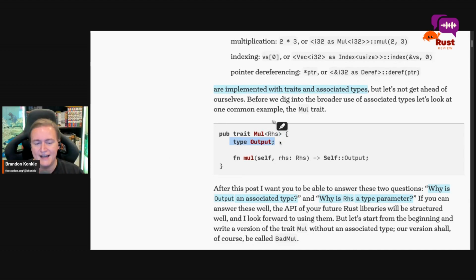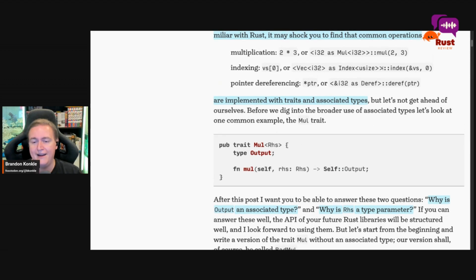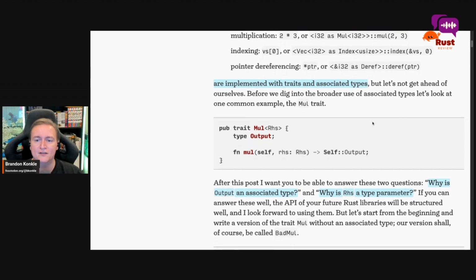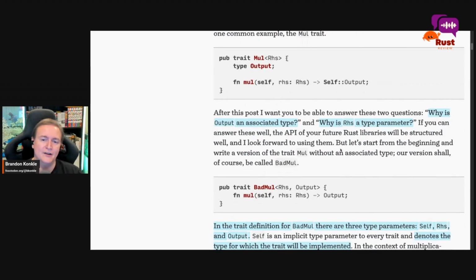And you'll notice this trait has something other than a method signature here. It also has a type. So that is an associated type. So he talks about how there's a lot of behavior, a lot of what Rust does that's implemented through traits and associated types. It's definitely one of the strongest features of the language, I think. So what are they? Why are they needed? Why is output an associated type here? And why is RHS, for the right-hand side, a type parameter and not an associated type? So he says, if you can answer these questions well, the API of your future Rust libraries will be structured well, and I look forward to using them.